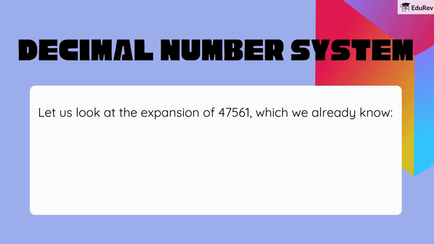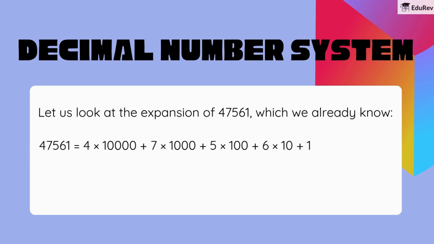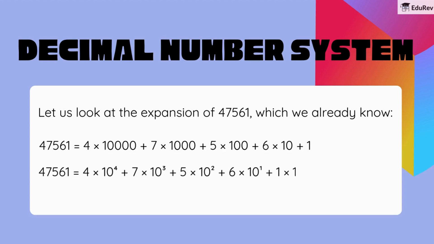47,561 can be broken down into pieces, like 4 times 10,000, 7 times 1,000, and so on, all the way down to 1. But we can also write it by using exponents as 4 times 10 to the power 4, plus 7 times 10 to the power 3, plus 5 times 10 to the power 2, plus 6 times 10 to the power 1, plus 1 times 10 to the power 0. This shows us how each digit in a number has its own special place and value.